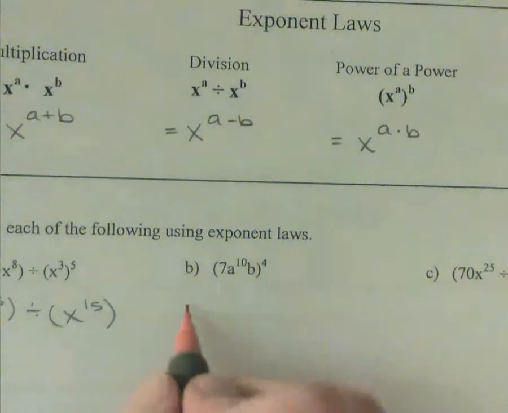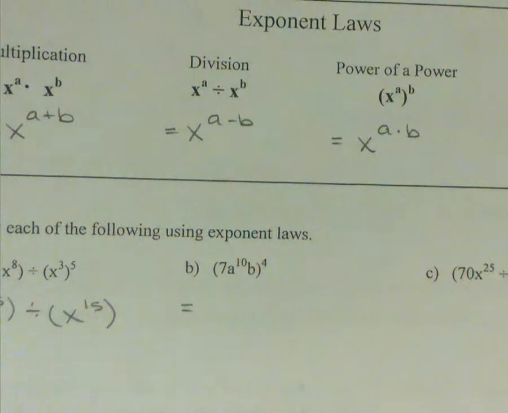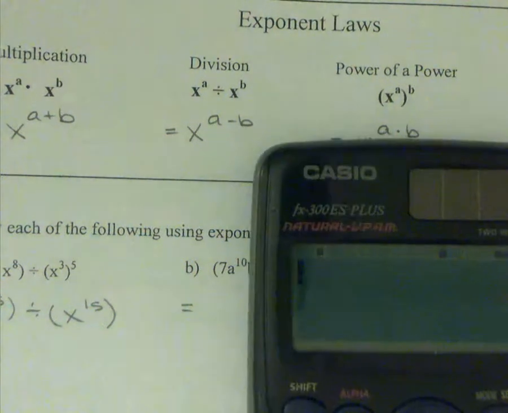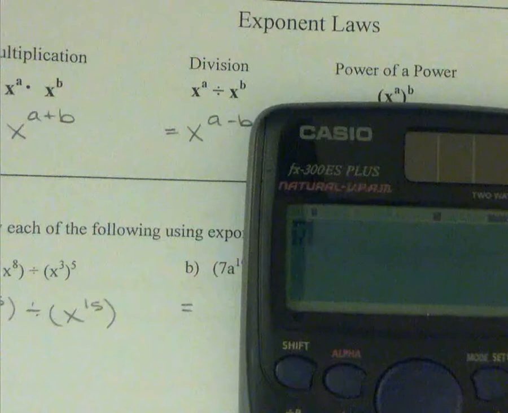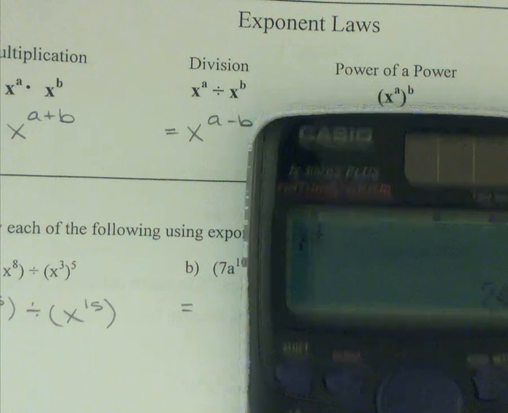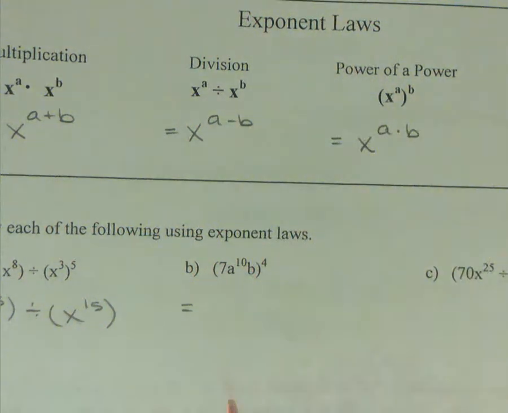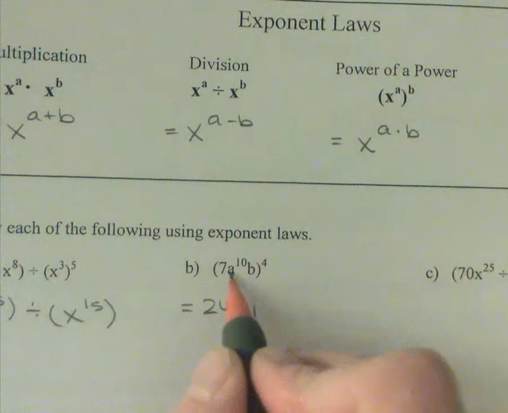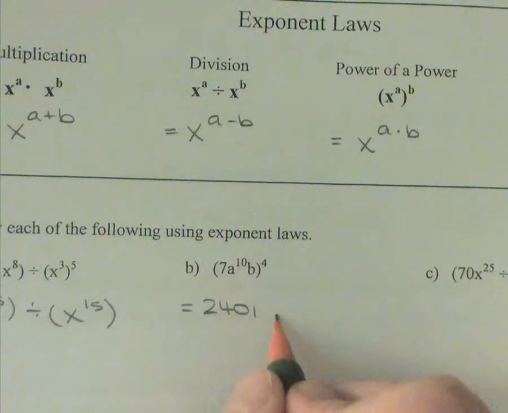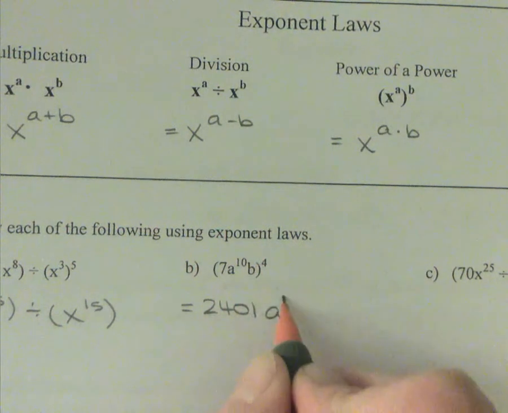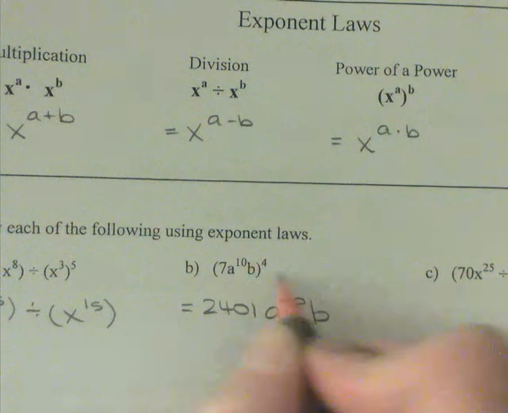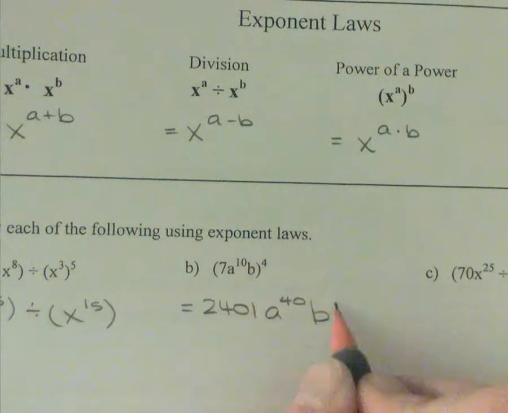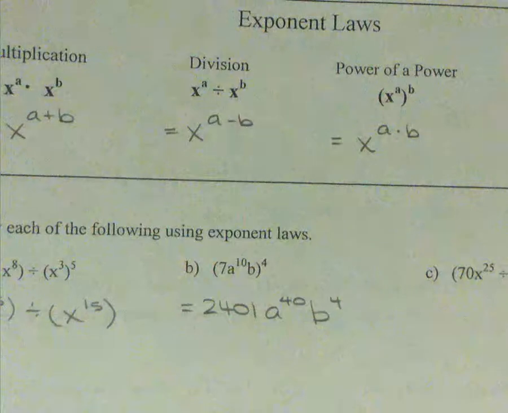If I do the next one, I'm going to say 7 to the power of 4. So I'll grab my calculator, and I'm going to do 7 to the power of 4. And I get 2,401. I'm going to get a to the power of 4, so I multiply. So I get a to the power of 40. And then for b, 1 times 4 is b to the power of 4.